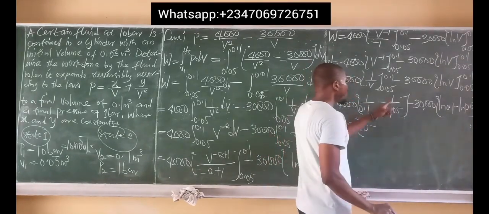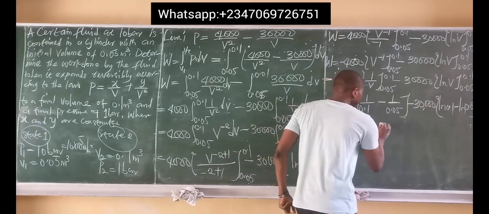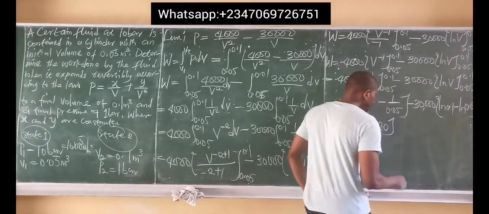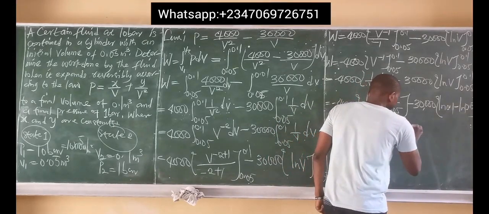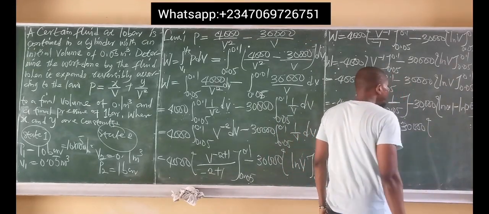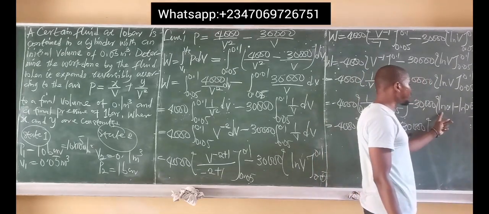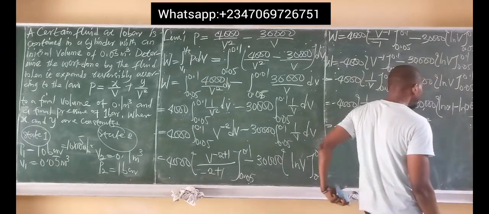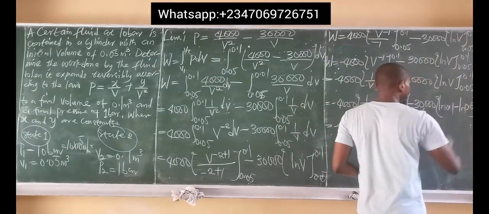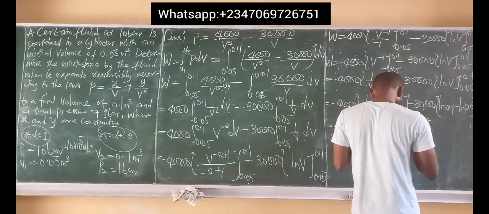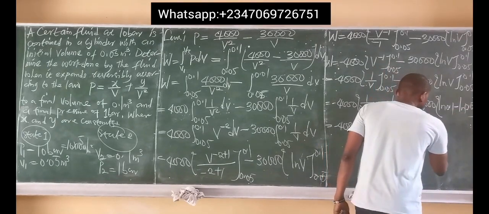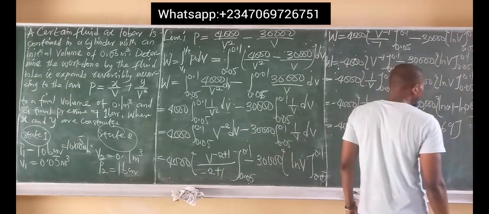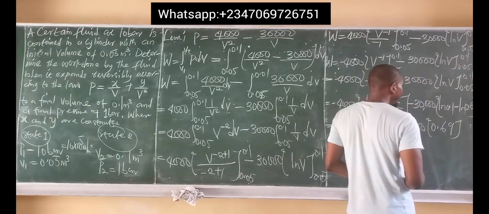Minus 1 divided by 0.05 will simply give you 20. You have this. So minus 30,000 into, now mind you, over here, you can simply look for ln 0.1 minus ln 0.05. So, okay, let's just do it at once. Ln 0.1 minus ln 0.05. That simply gives us 0.69. Okay, ln 0.1 minus ln 0.05 approximately gives us 0.69.